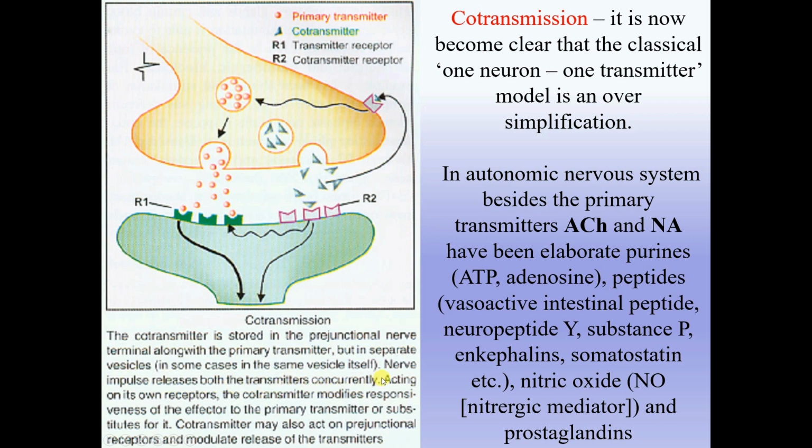Acting on its own receptors, the co-transmitter modifies responsiveness of the effector to the primary transmitter or substitutes for it. Co-transmitter may also act on prejunctional receptors and modulate release of the transmitters. In the autonomic nervous system, besides the primary transmitters acetylcholine and noradrenaline, purines, peptides, nitric oxide, and prostaglandins have been elaborated.